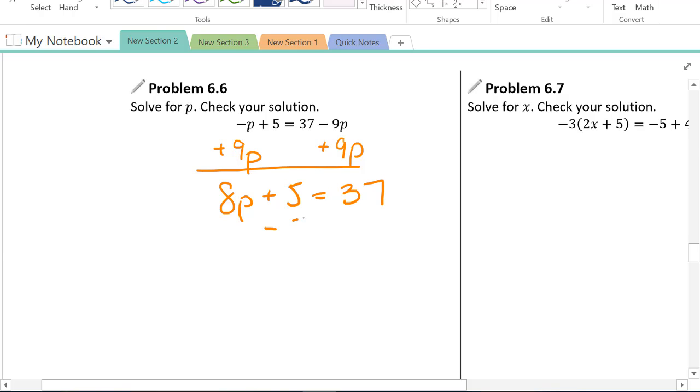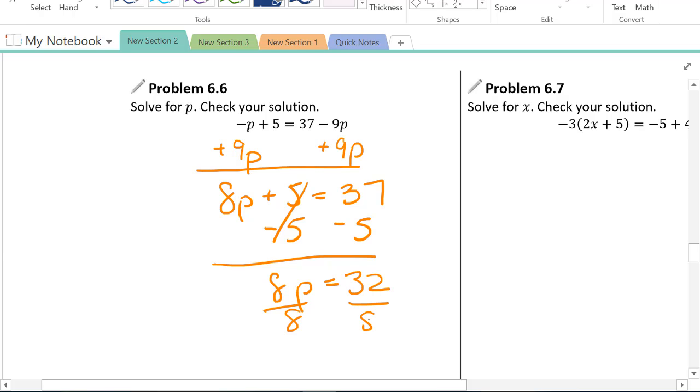Bring the number over, minus 5 to both sides. So then we're going to get 8p equals 32. Divide both sides by 8. So p is equal to 4. Alright, and that's our answer. Let's go on to the next one.